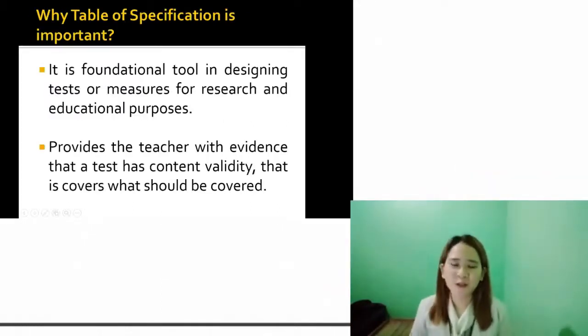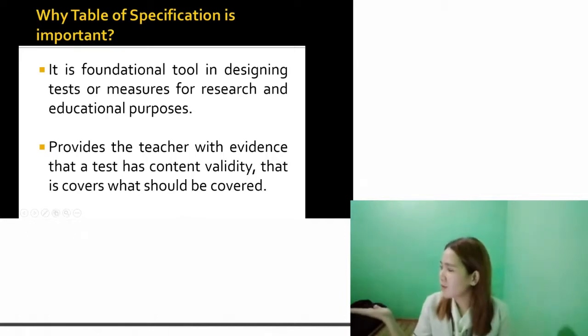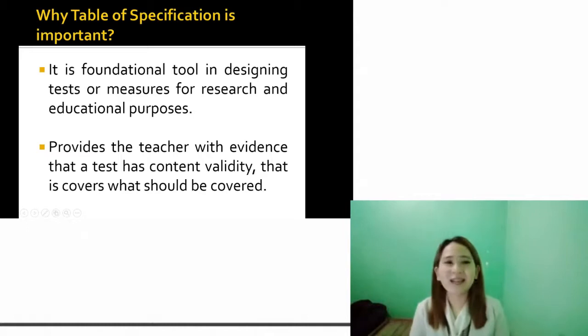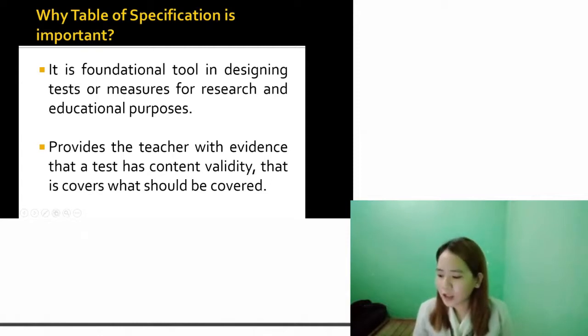So let's proceed to the importance of Table of Specifications. Why is Table of Specifications important? Sabi dito, it is a foundational tool in designing tests or measures for research and educational purposes. Second, it provides the teacher with evidence that a test has content validity. That is, it covers what should be covered.